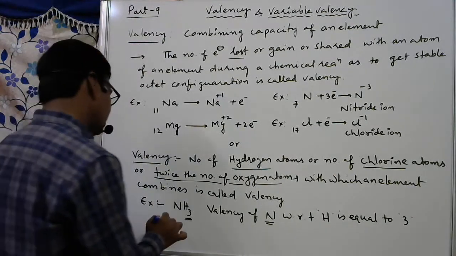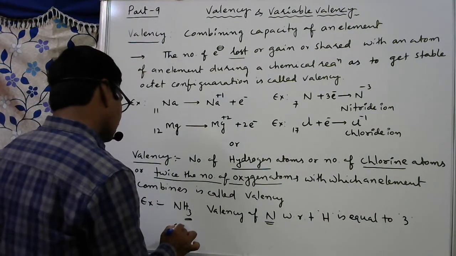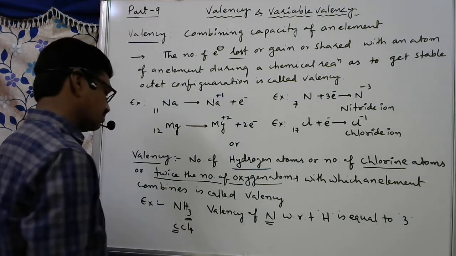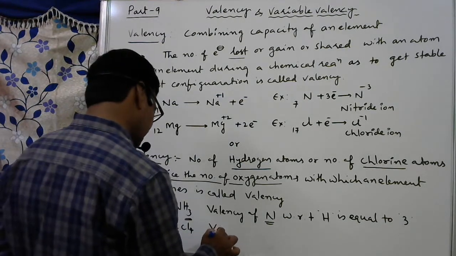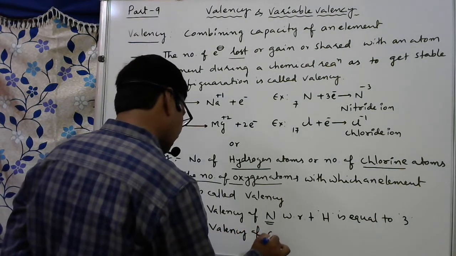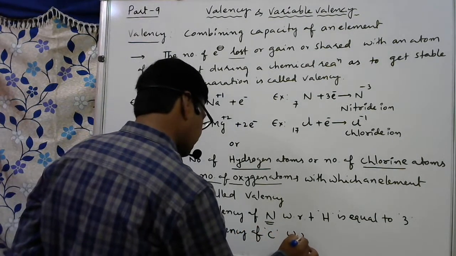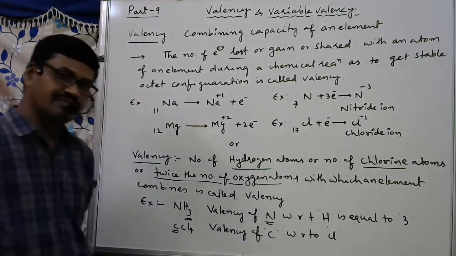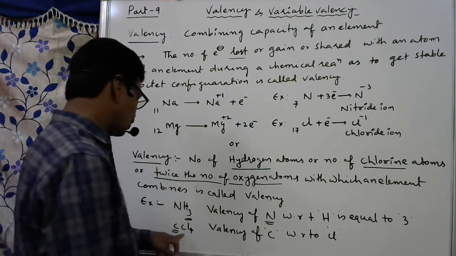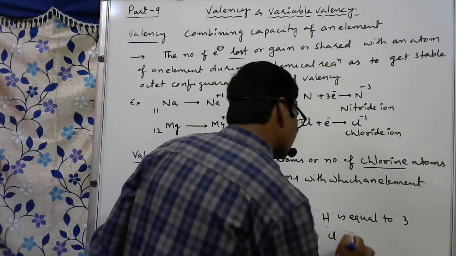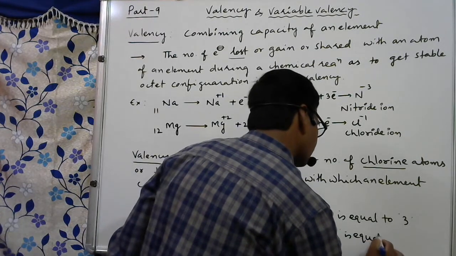Similarly, here I am taking one more example, carbon tetrachloride. What is the valency of carbon here? As per the definition, valency of carbon with respect to chlorine: how many chlorine atoms? 4 chlorine atoms are bonded to carbon, so it is equal to 4.